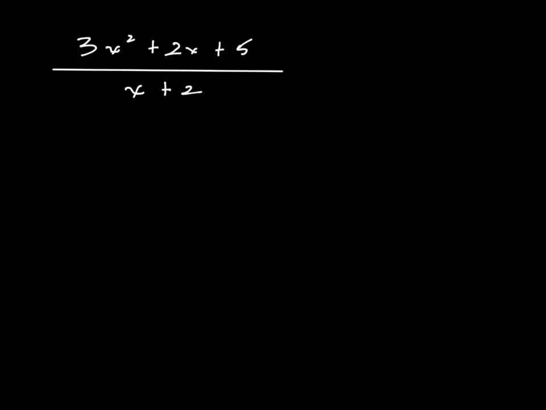Notice the degree of the top is 1 degree bigger than the bottom. That's a requirement to have an oblique asymptote. If it's 1 degree bigger than the denominator, we will then use synthetic division.